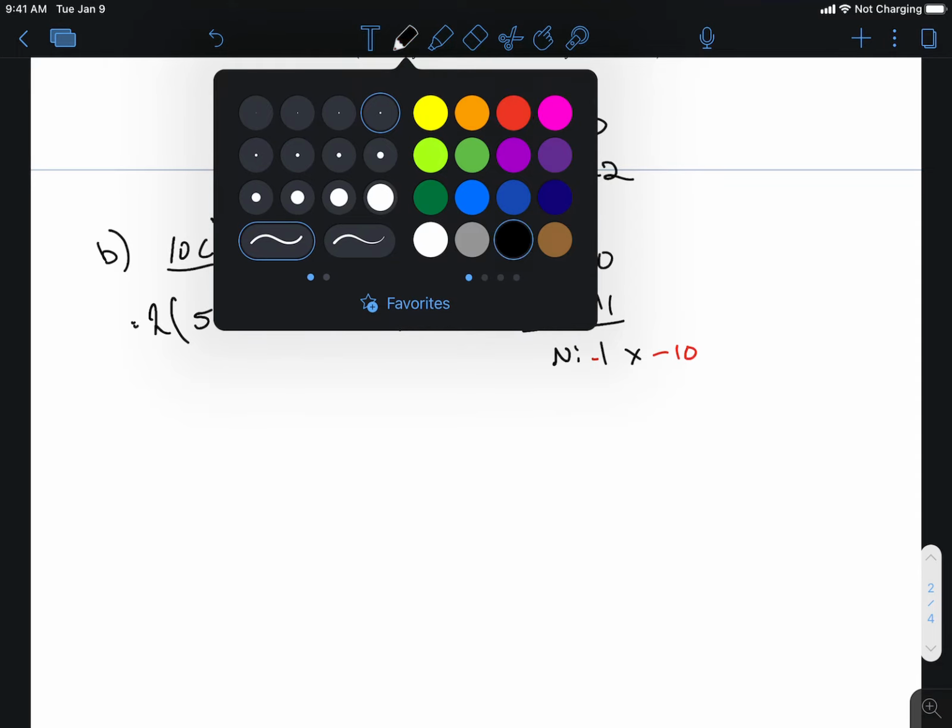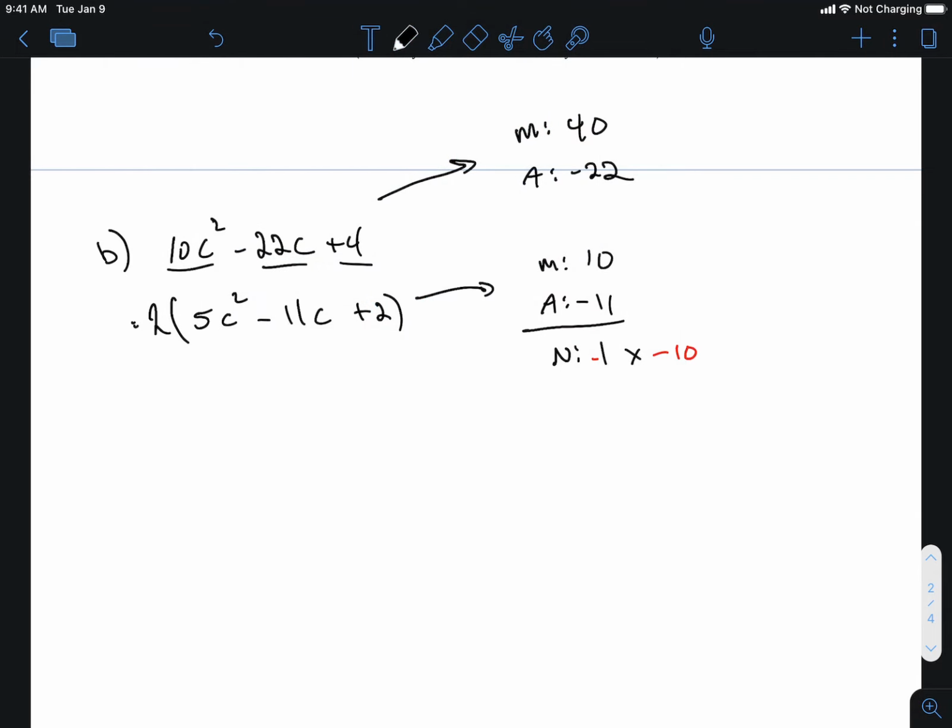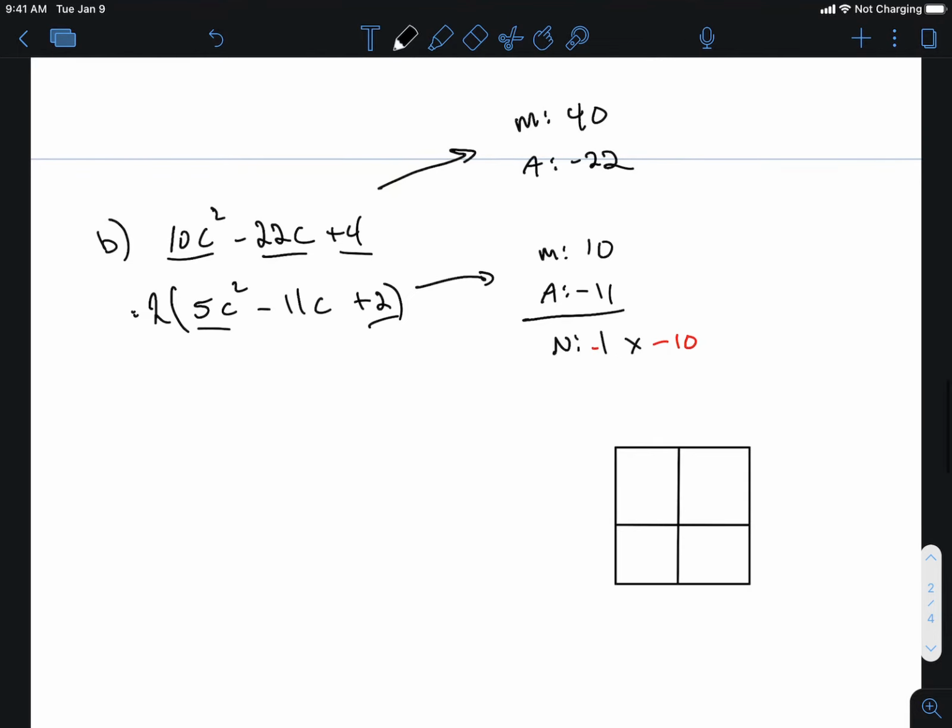So draw yourself a table. It doesn't have to be as big as mine either. We always go top left is going to be the first term, bottom right is going to be that last term. So 5c squared, 2. And then in the top right, bottom left, we're going to put these two guys here with variables on them. So c and minus 10c.